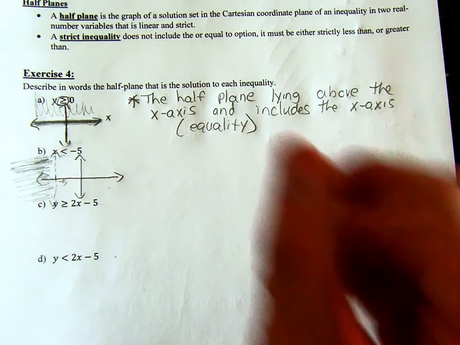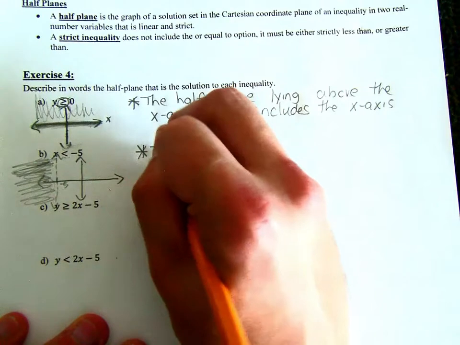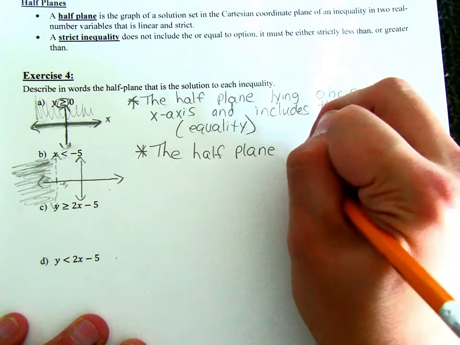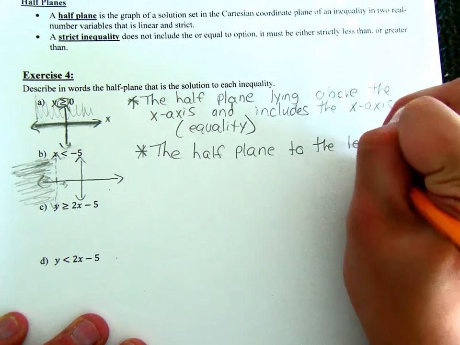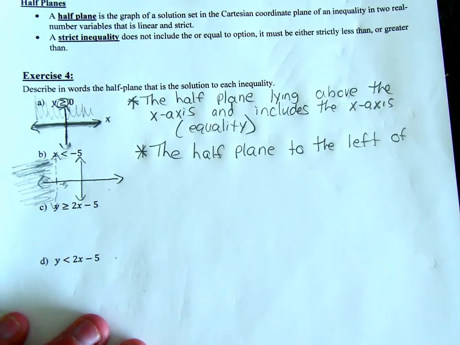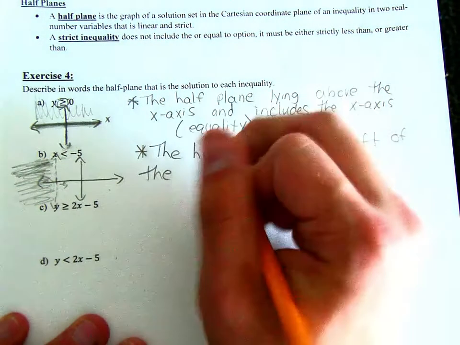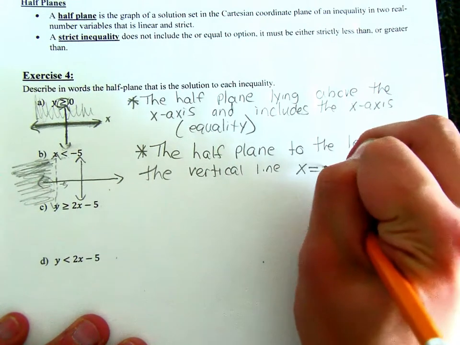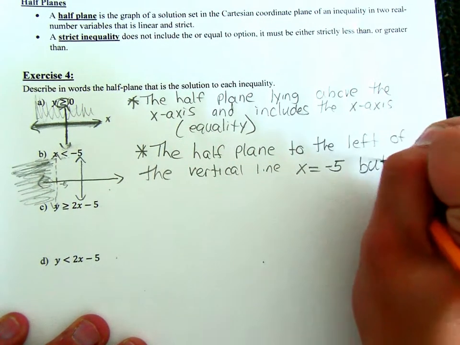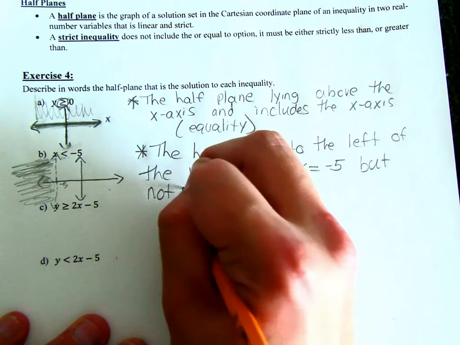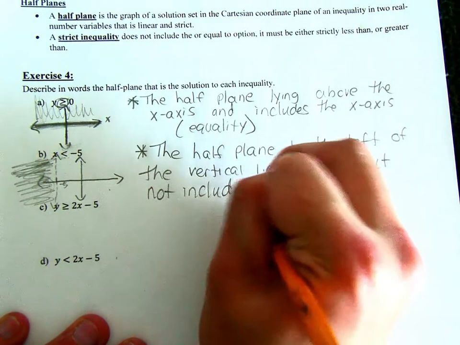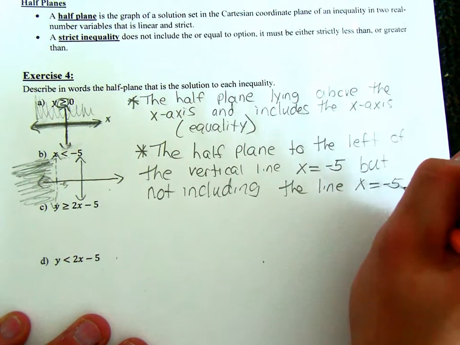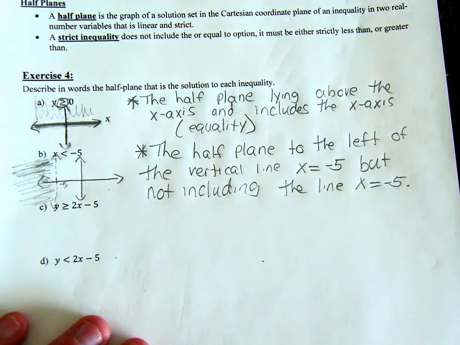So if we describe this half plane, it will be the half plane to the left of the vertical line x is equal to negative 5, but not including the line x is equal to negative 5. Because it doesn't include that line, that's why we had to draw a dashed line there.